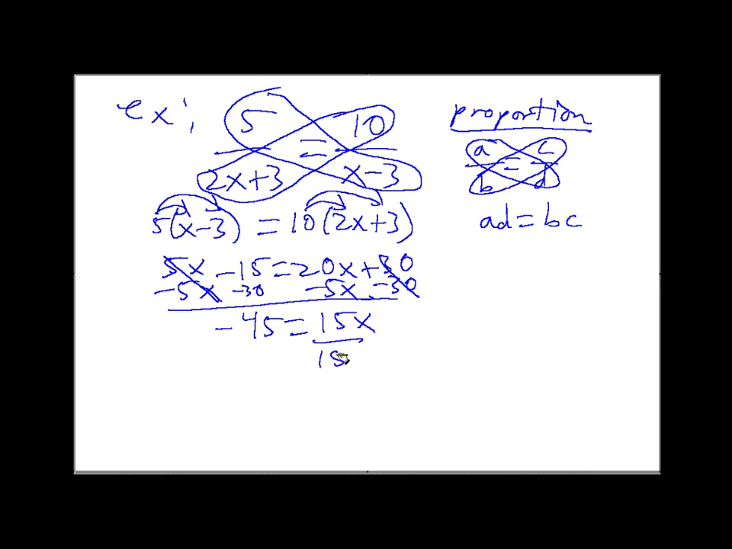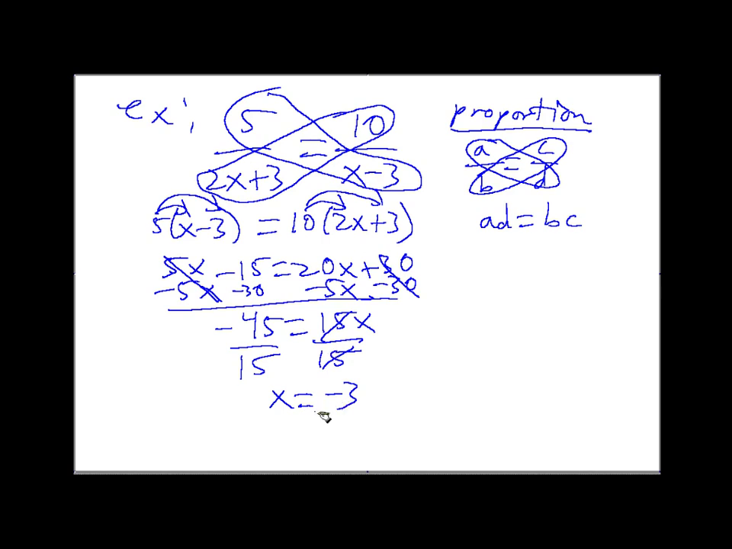All right? Divide both sides by 15. So x is equal to negative 3. But once again, I need to check, is this a valid answer? Let's check the denominators. 2 times negative 3 plus 3. Okay, that's not going to be 0, so that's fine. How about, again, x is negative 3. Negative 3 minus 3, that's negative 6. So we're good on that too.